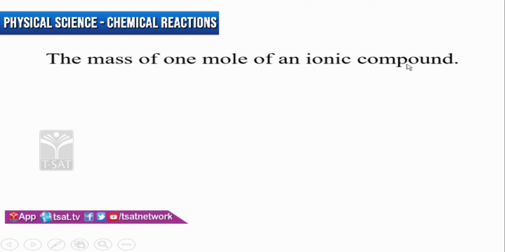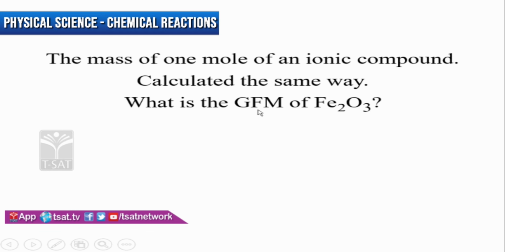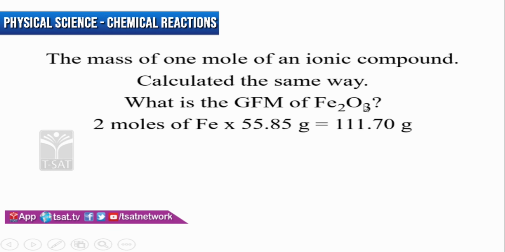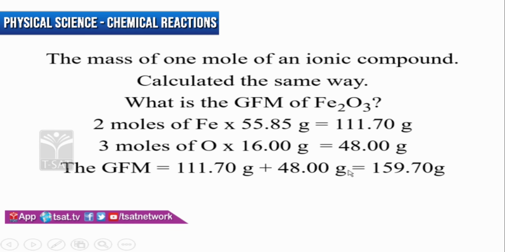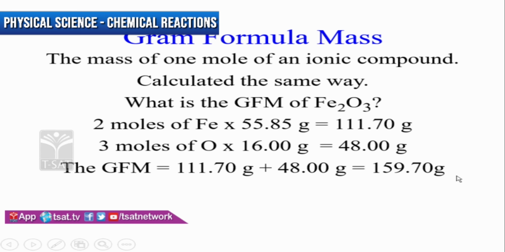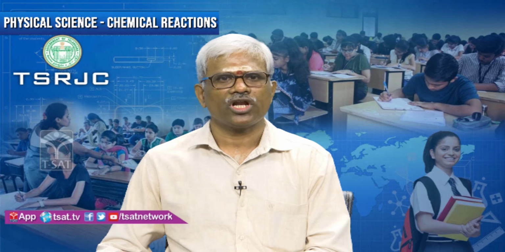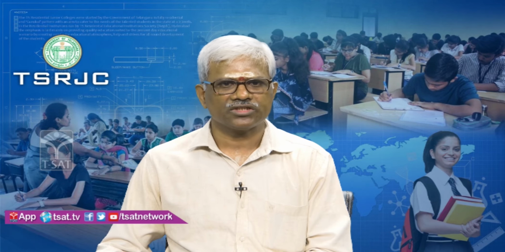The mass of 1 mole of an ionic compound is calculated in the same way. So the gram formula mass of iron oxide: 2 moles of iron, 55.85, 2 into iron and 3 into oxygen. We will get the molar mass as 159.7. This is the gram molar mass, the molar mass of the substance.